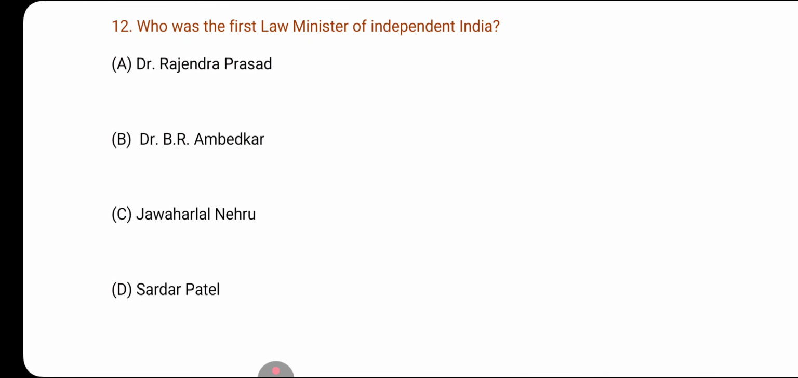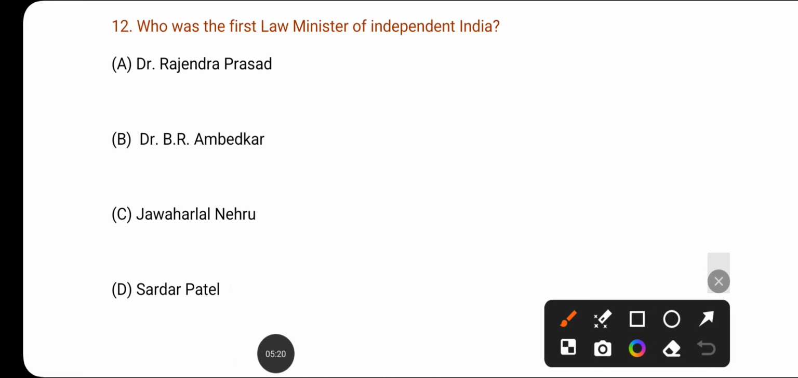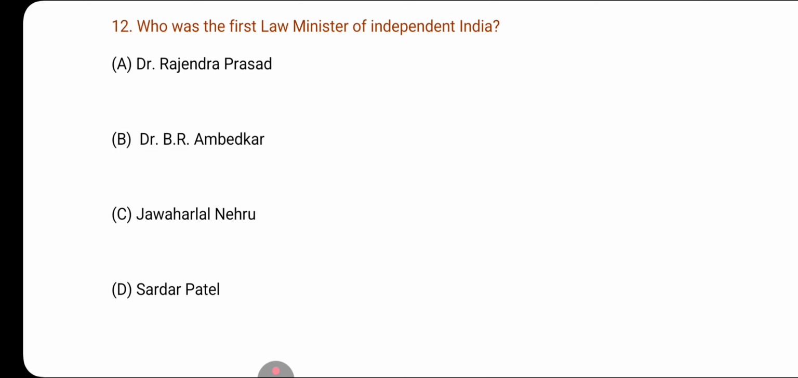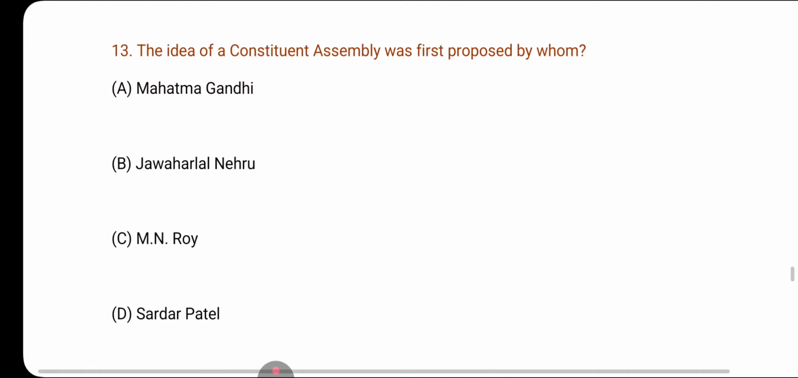who was the first law minister of independent India? Who was the first law minister of independent India? Dr. Rajendra Prasad, Dr. Bhimrao Ambedkar, Jawaharlal Nehru, Sardar Patel. The correct answer is Dr. Bhimrao Ambedkar. Next question, friends.